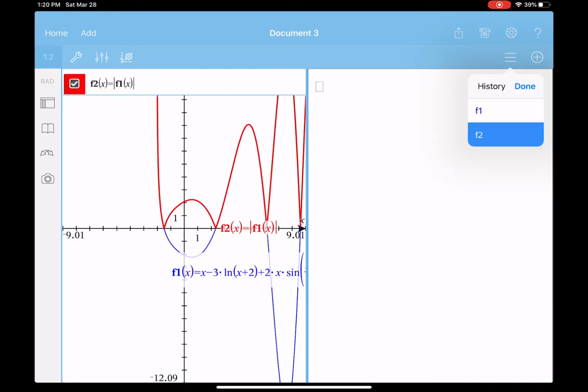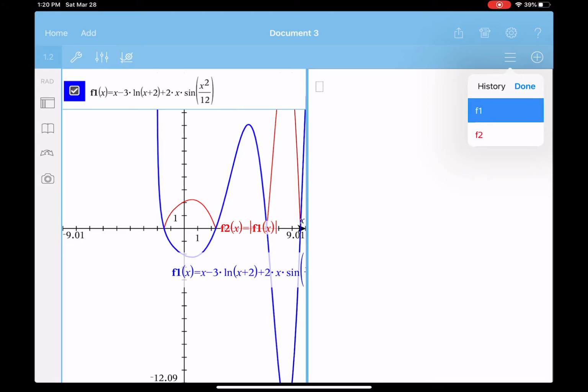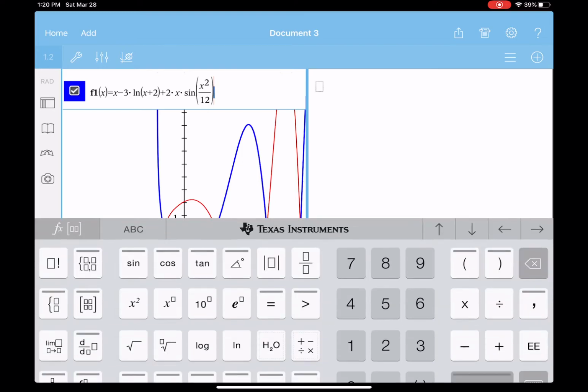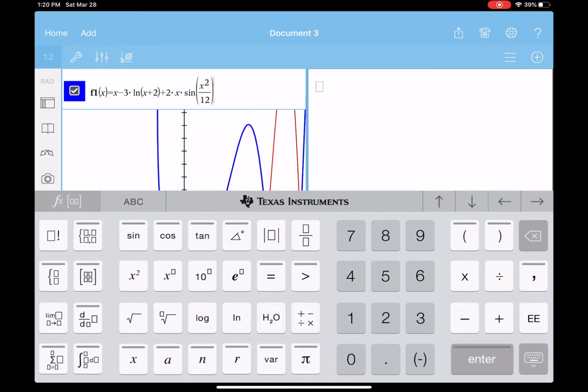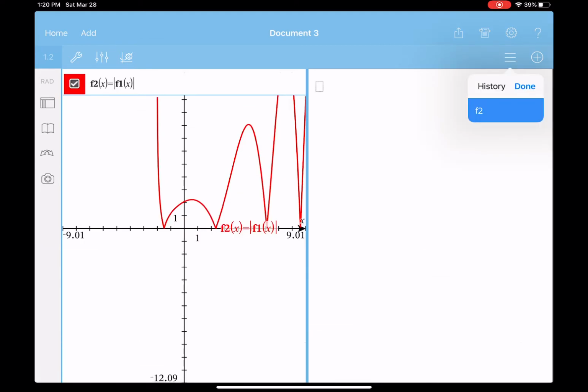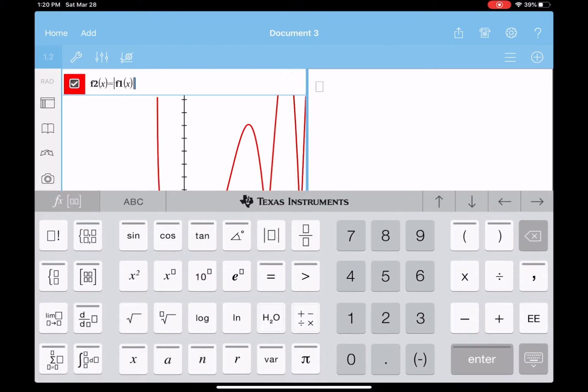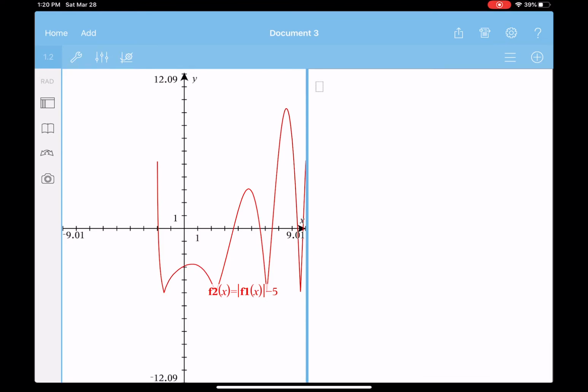I'm going to go back to this list so that I can turn off f of 1. Okay, turn off f of 1. There we go. And the other thing that I forgot to do is actually subtract 5 from this. All right, so minus my 5 and hit enter. There we go. So that just moved it down.